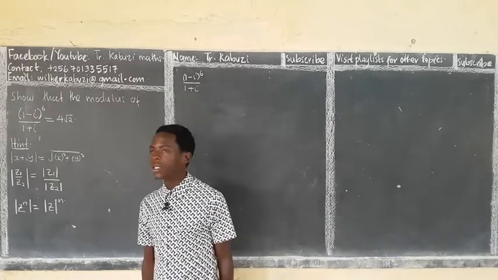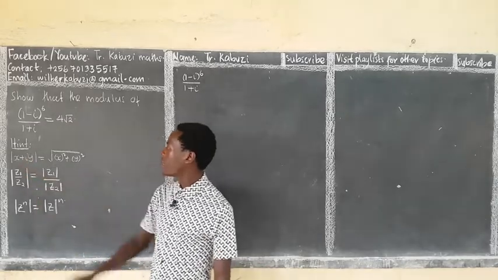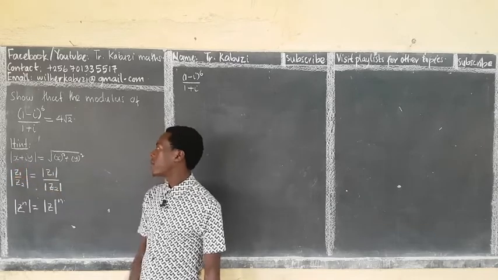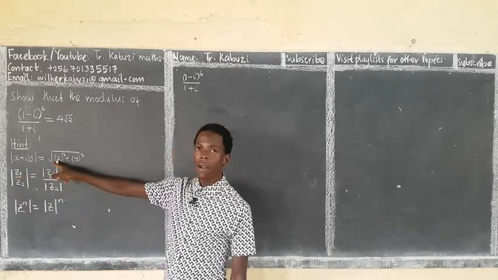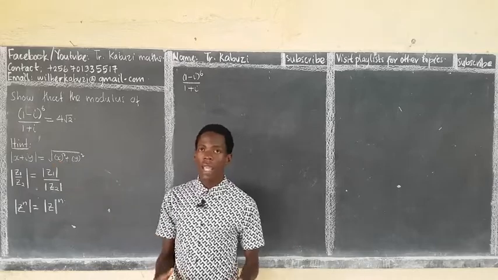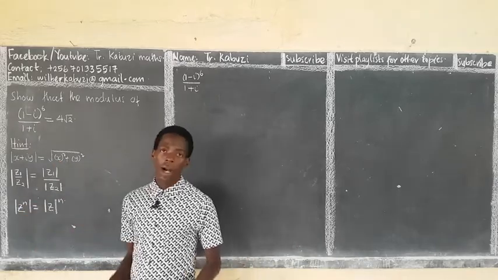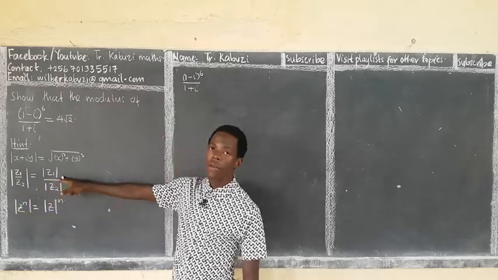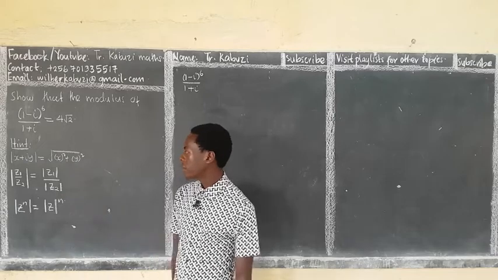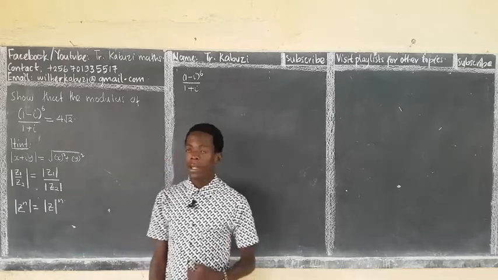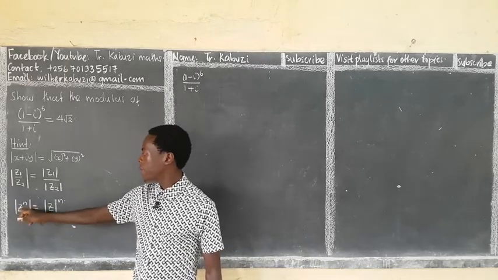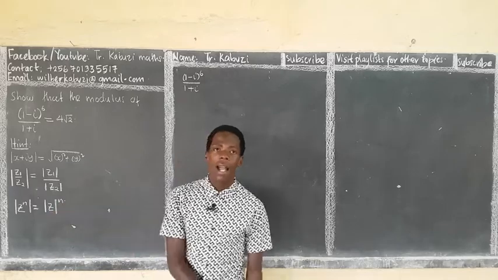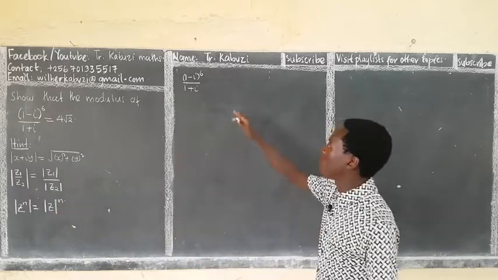So the hint we are going to use: if you want to get the modulus of x plus iy, where x is the real part and y is the imaginary part, you get the square root of the square of the real part plus the square of the imaginary part. We also know some properties of modulus: the modulus of z1 over z2 is the same as the modulus of z1 over the modulus of z2. And another important property says that the modulus of z to the power n is the same as the modulus of z, then that to the power n. So those are the properties we are going to apply here.